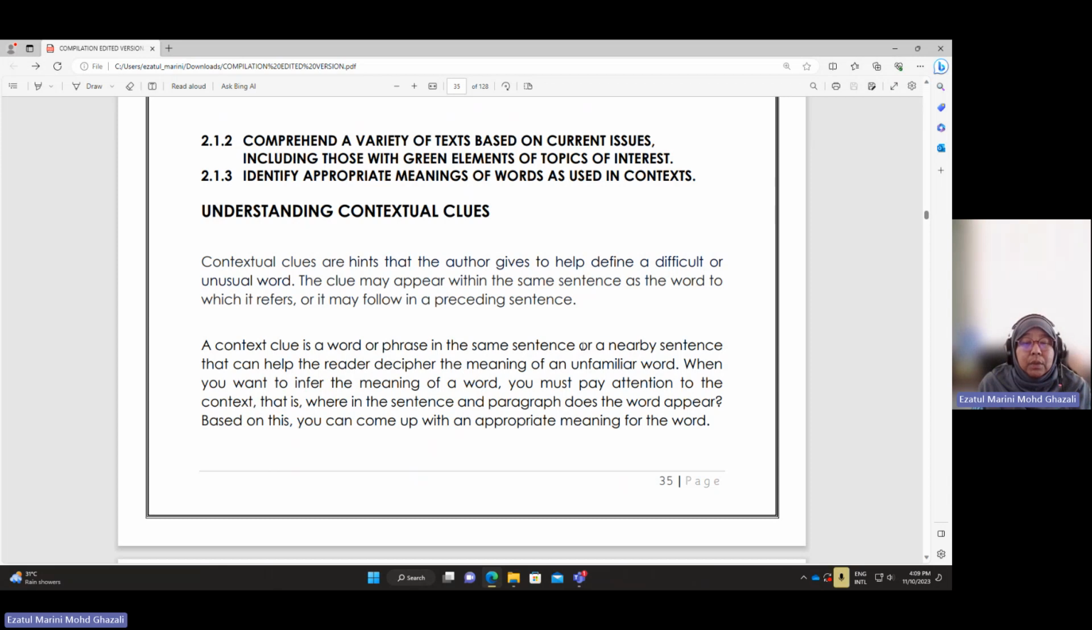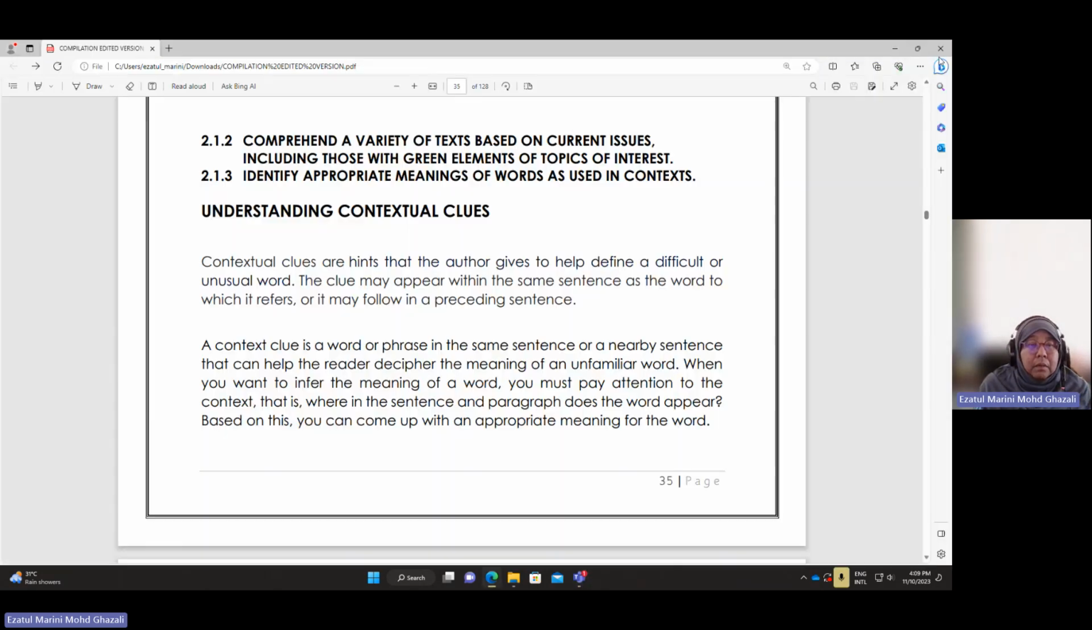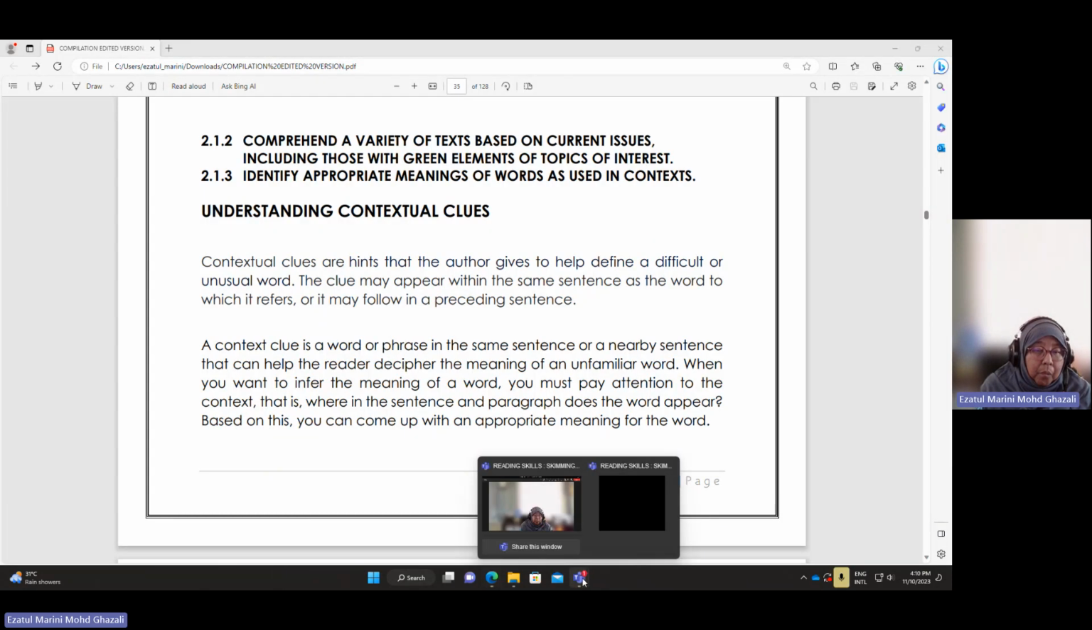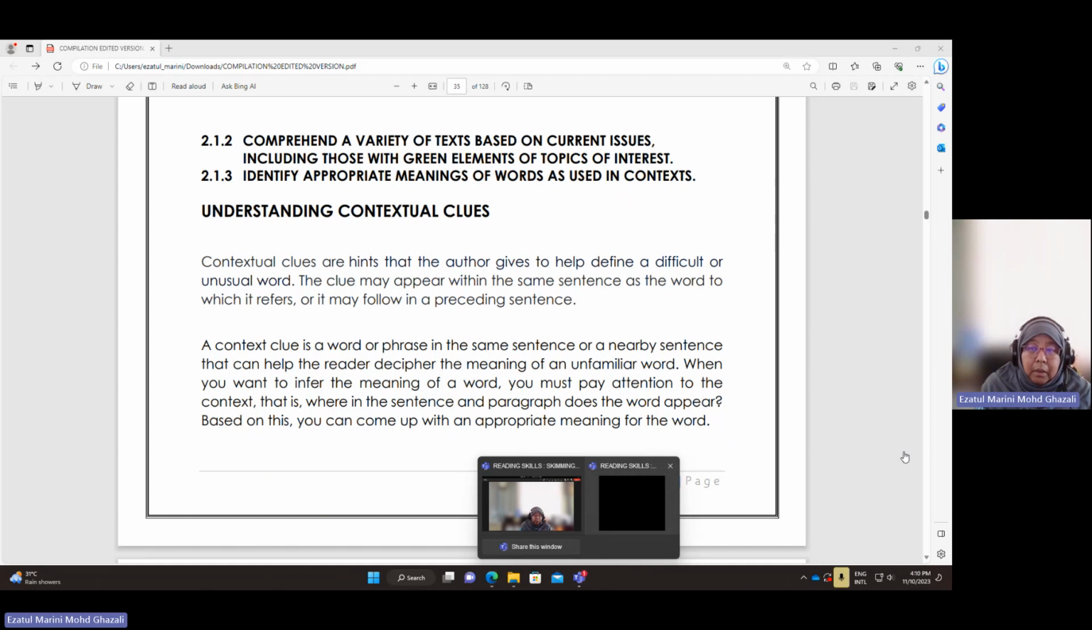Okay. Next, talking about understanding contextual clues. Right. Contextual clues. Let us go back to the, let me get some notes on, right. Let's have a look at what is contextual clues.